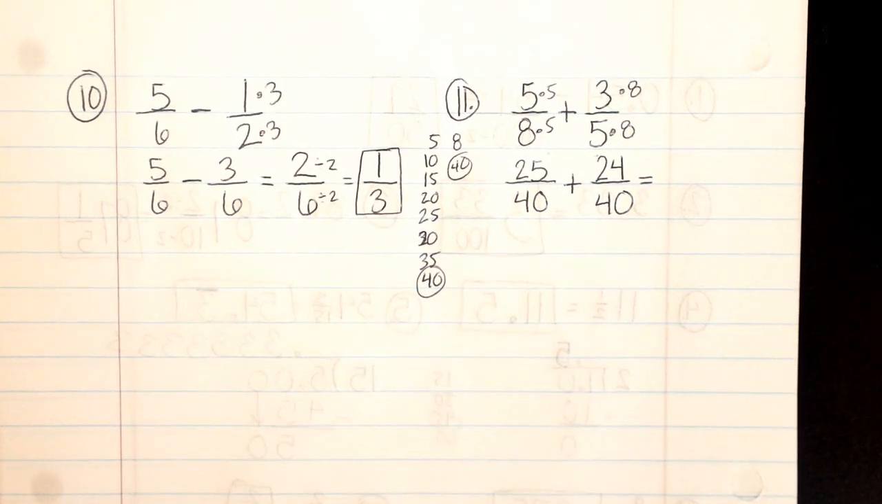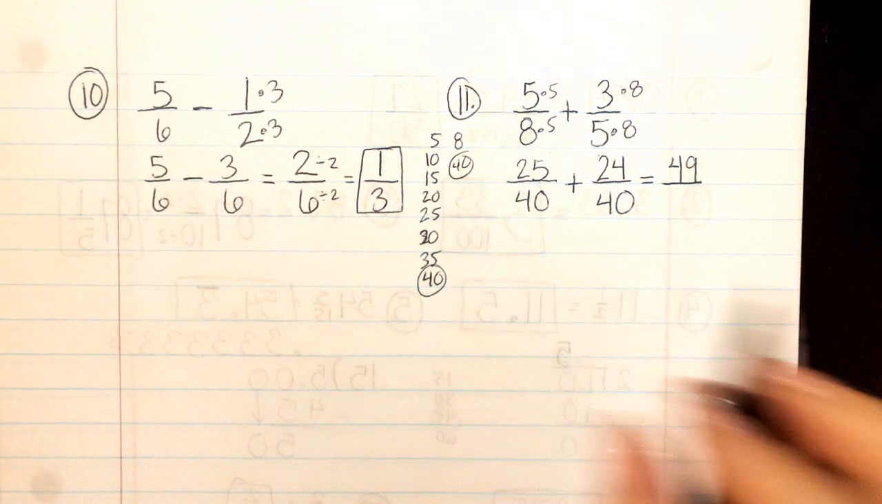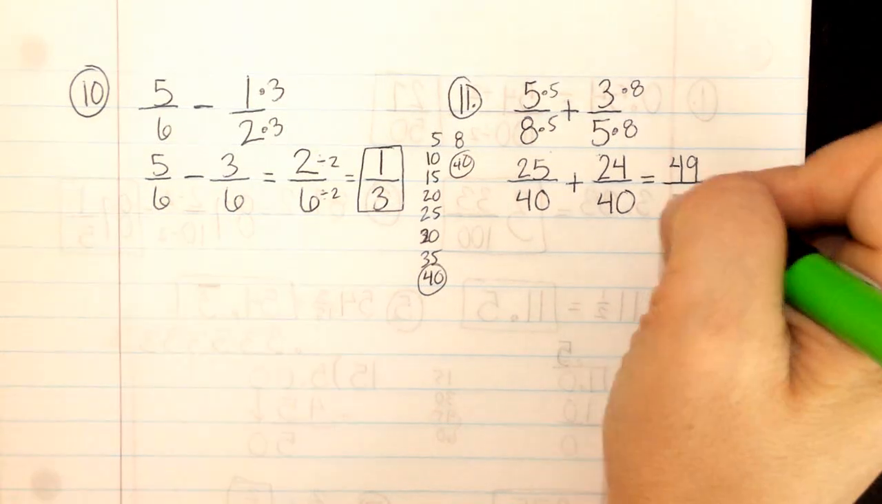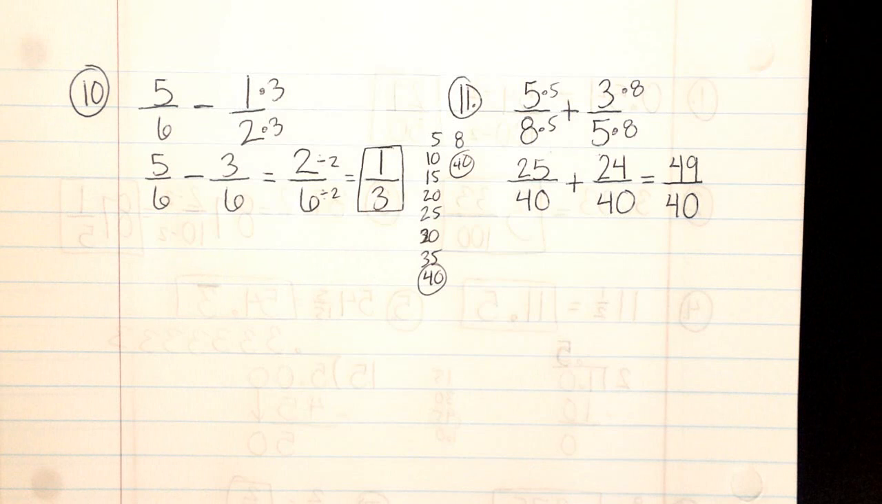Now I'm ready to add this because they match. 25 plus 24. 49. All right, and 40 plus 40? Just a 40. Leave it as 40. Very good.